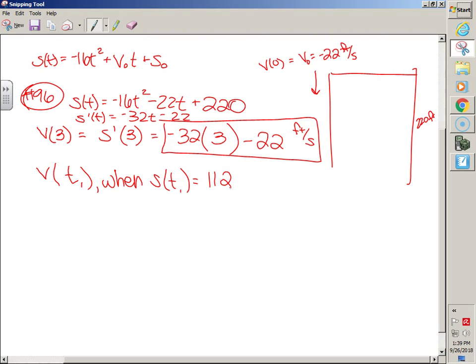If the ground position is 0 and the building position is 220 and it's fallen 108, what position is it at? 112. Or you can think about it, 220 minus. So what do I plug into T? I don't know. What do I plug into S? Oh. I plug in 112, but I don't plug it into T. It's not a time, remember? But what is it?